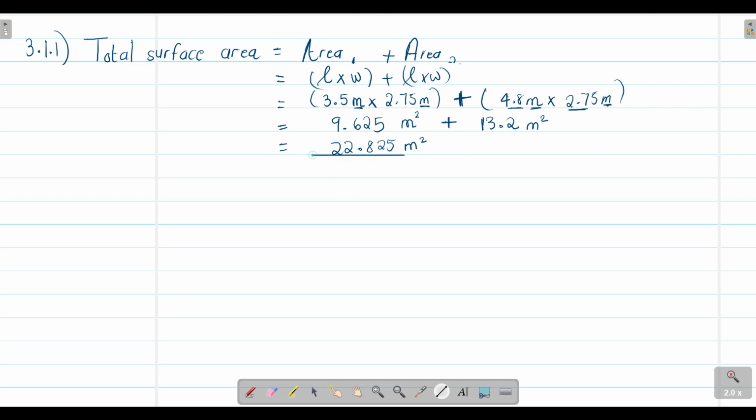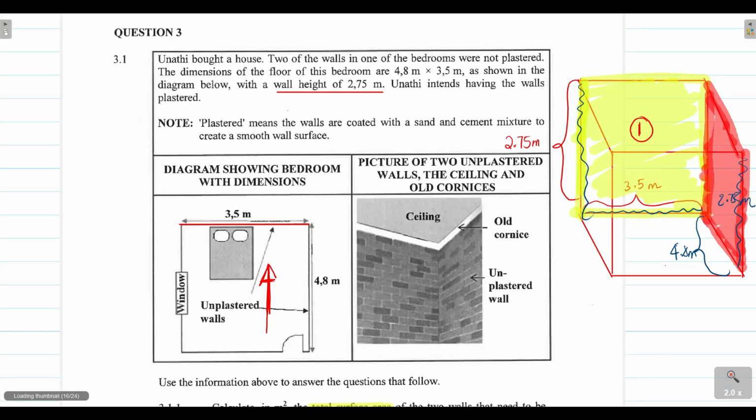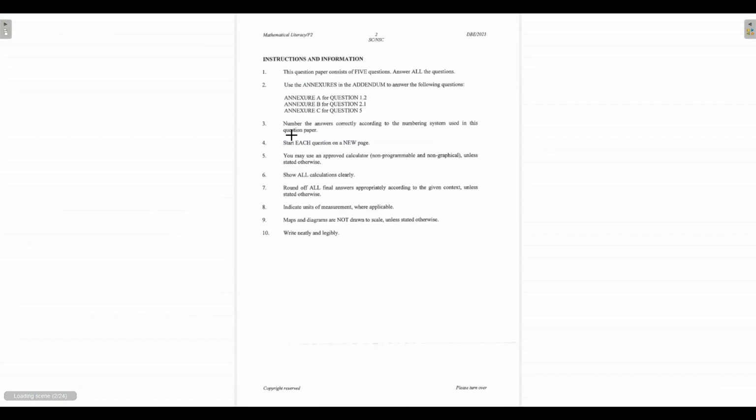Okay, so one of my learners in my online lessons asked me how they need to deal with rounding off in the exams. Just remember, guys, with the question, firstly have a look at the instruction page. What are the instructions that are given in terms of rounding off? Let's see. Round off all final answers appropriately according to the given context unless stated otherwise. So we need to round off all our final answers according to the given context.